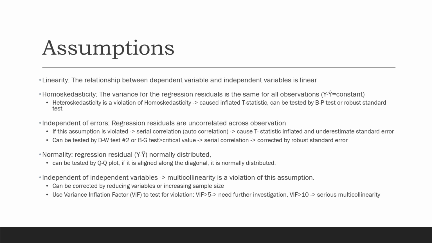So when you, for example, remove one independent variable, that variable will disappear, so the correlation or connection between them disappears. Another way that you can do it is by increasing the sample size. If you want to test for it, you can use the variance inflation factor.